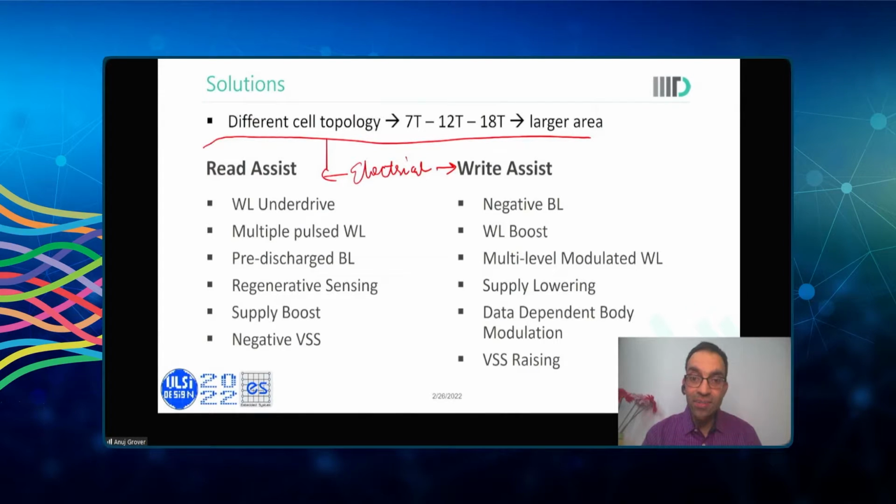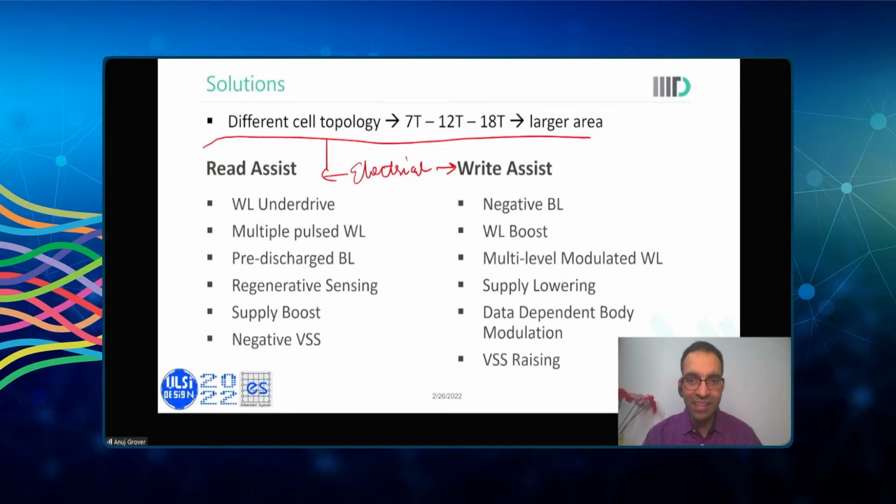The read current, so the performance goes for a toss. If you don't want to do that, then what you can do? Instead of giving a continuous word line, you can give a pulsed word line. So give multiple pulses of word line where the word line goes to full VDD, in which case, while the cell starts to become unstable, you've disconnected the word line. So the cell becomes stable again.